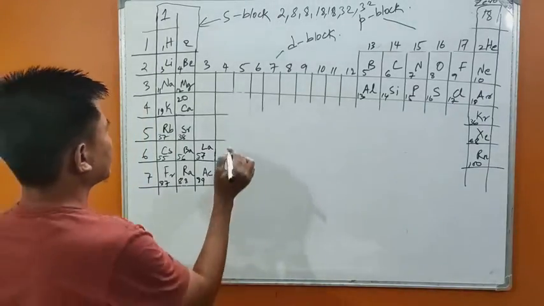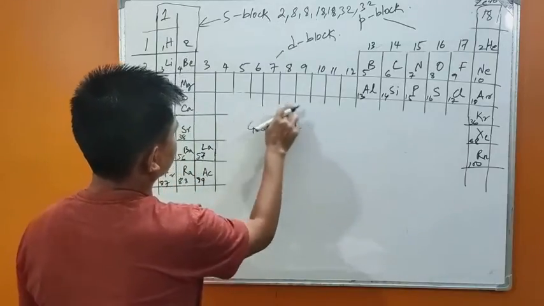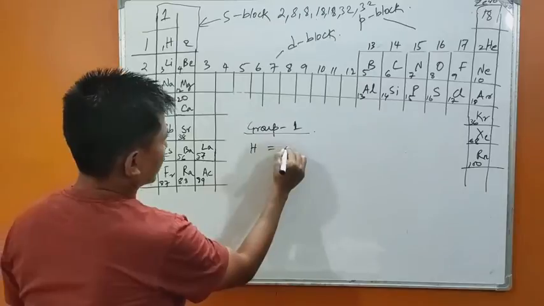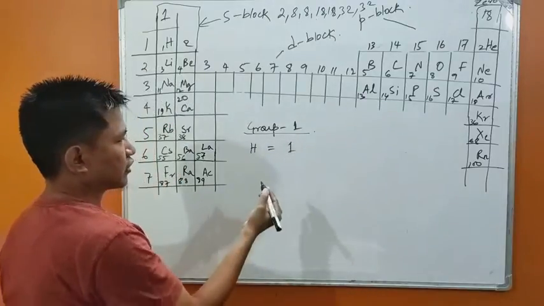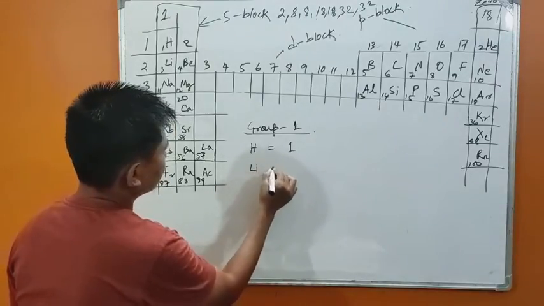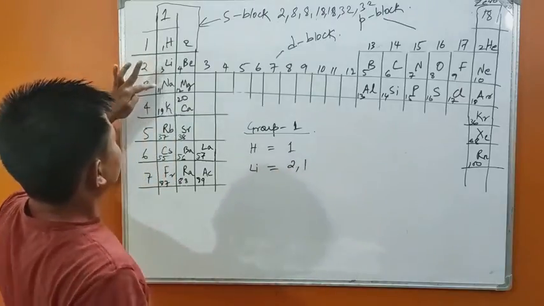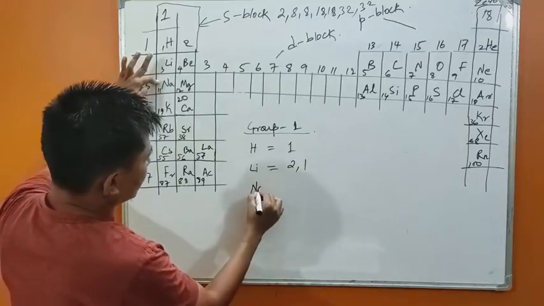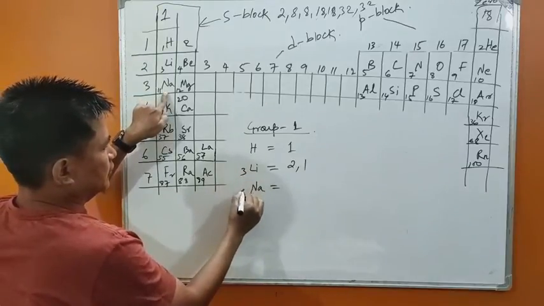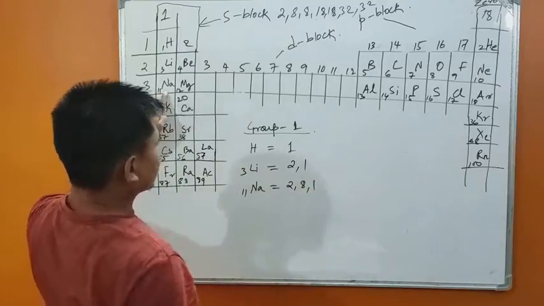Now let's talk about groups, okay? Let's talk about group 1, the significance of group 1. Let us see the electronic configuration. Hydrogen, atomic number 1. So electronic configuration will be 1. Only one electron in the outermost orbit, isn't it? Second is lithium, atomic number 3. 3 means in the first orbit 2 electrons, in the second orbit 1 electron. Third is sodium, atomic number 11, isn't it? 11 means 2 plus 8 plus 1, that is 11.